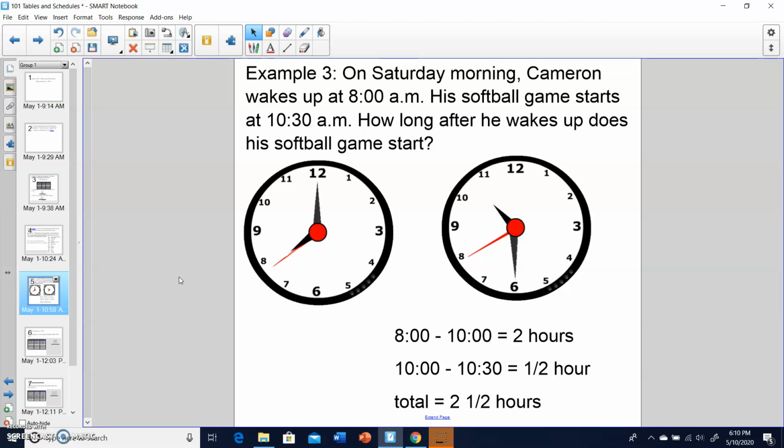Example 3. On Saturday morning, Cameron wakes up at 8 a.m. His softball game starts at 10:30 a.m. How long after he wakes up does his softball game start? So if we have him waking up at 8 and then to 10:30, 8 to 10 is 2 hours, and then 10 to 10:30 is another half an hour. So 2.5 hours total.